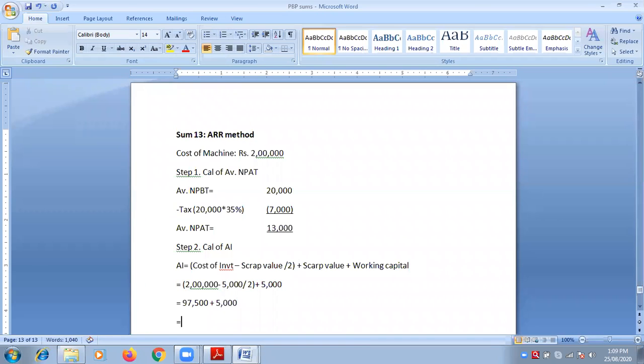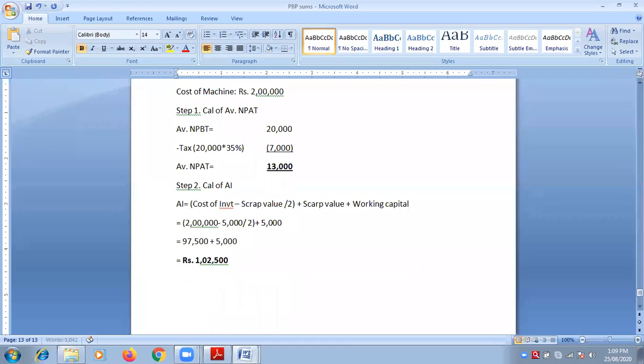So what is the final answer after adding 97,500 and 5,000? No, ma'am, 1,02,500. Yes. 25,000 would be too much. You are only adding 5,000 to 97,500, so how can it become 25,000? 1,02,500. Yes, this is the correct answer. This is the answer of step number 2, and this is the answer of step number 1. Let me highlight it.